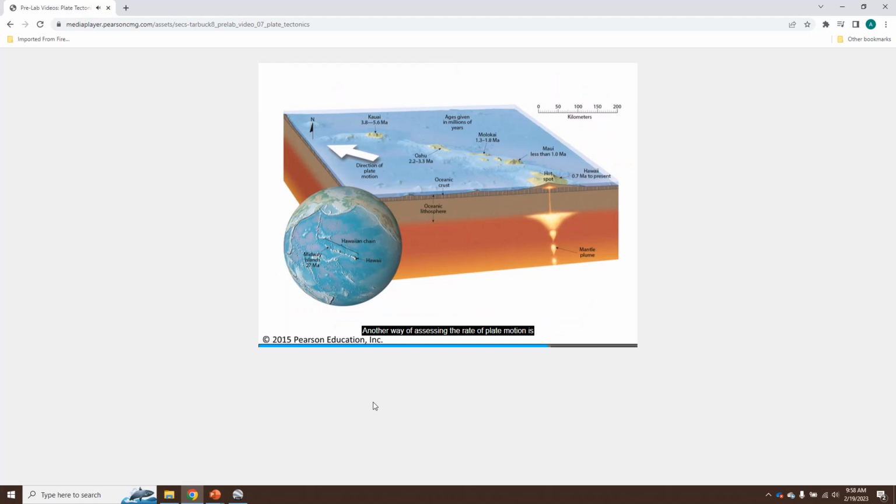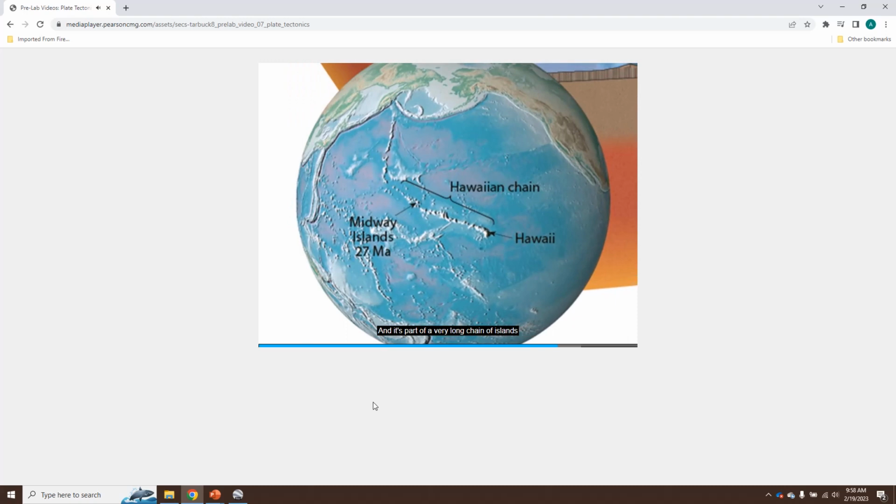Another way of assessing the rate of plate motion is to look at hotspot volcanism. Hawaii, the U.S. state of Hawaii, the archipelago of Hawaii, is a classic example of hotspot volcanism, and it's part of a very long chain of islands that includes the Emperor seamounts going up towards the subduction zones in the northern part of the Pacific.